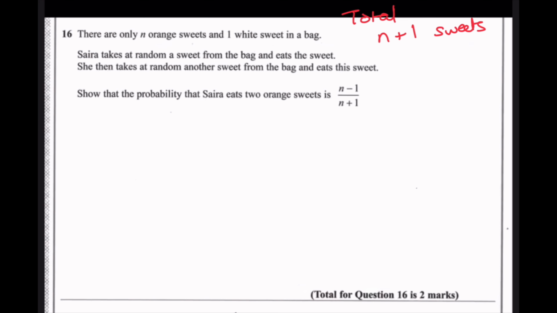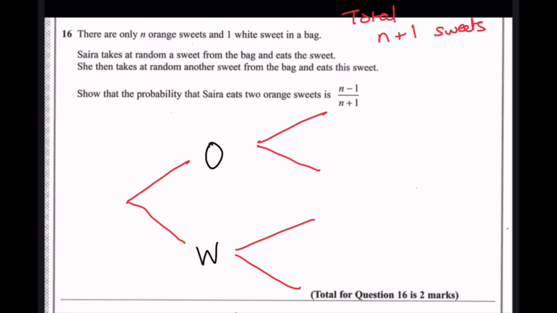So there's 2 events. So I'm going to do 2 sets of branches. There's my 2 sets. And she has 2 options. She can either go orange or a white sweet. Orange or a white sweet. Orange or a white sweet. These are the only 2 options she has. The probability of picking an orange sweet is n, because there are n oranges, out of a total of n plus 1. The probability of picking a white sweet is 1 out of n plus 1.